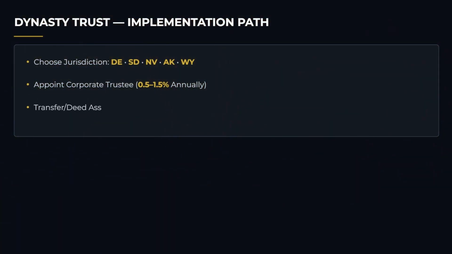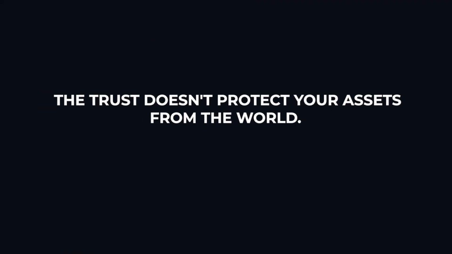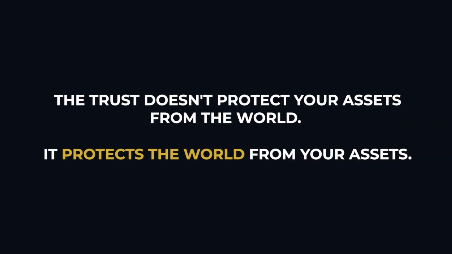Step 3, transfer real estate into the trust. Deed properties to the trust, not to you personally. The trust owns them. You manage them. Your family benefits from them. The result? Assets outside your estate, no probate, no estate tax, generational continuity. The trust doesn't protect your assets from the world. It protects the world from your assets.